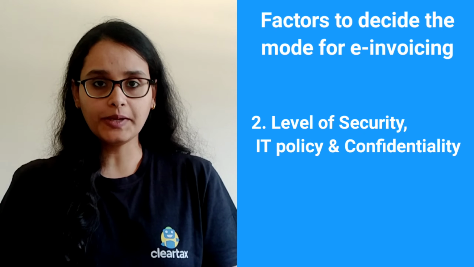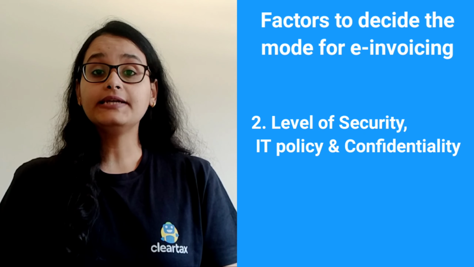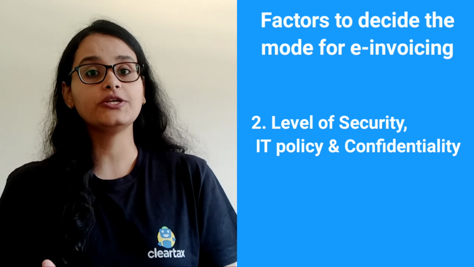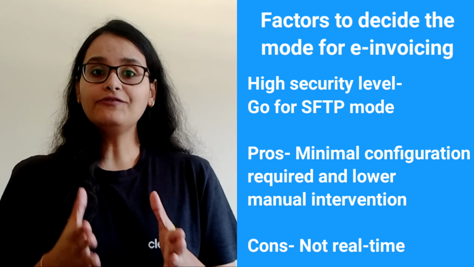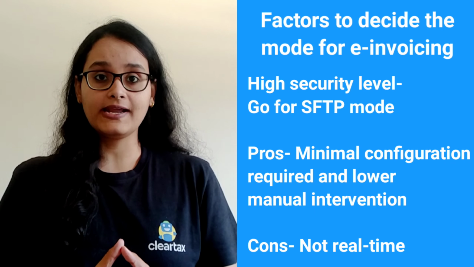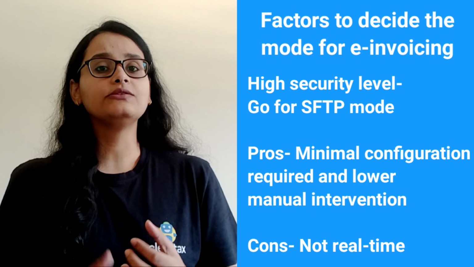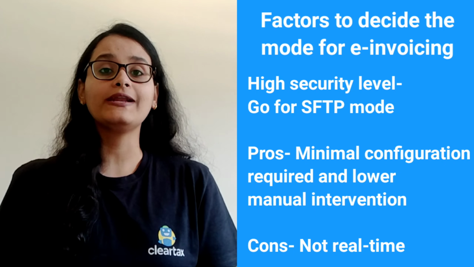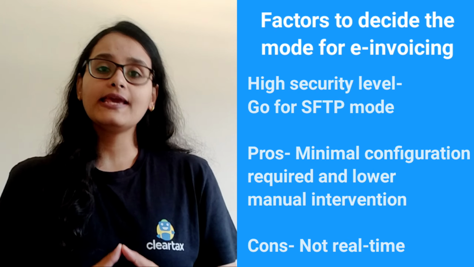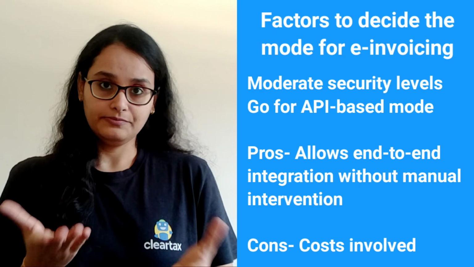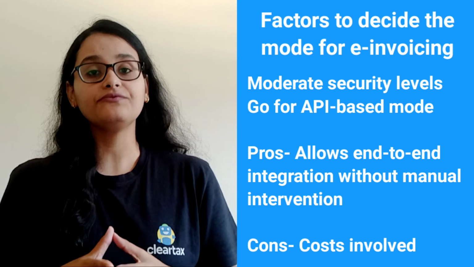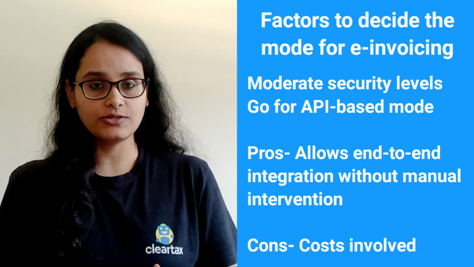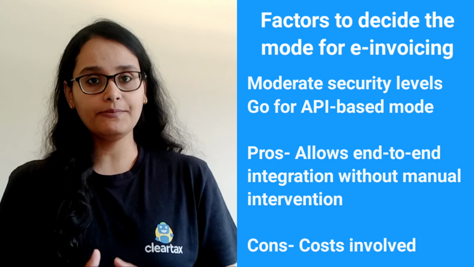What is the level of security to be maintained for the organization? Is the data that is being handled very confidential such that its disclosure may harm the integrity or functioning of the enterprise? Then, for a high level of security or an IT policy of the organization which is very rigid, or where there is non-presence of any kind of a strong IT team in the organization, you can go for an SFTP mode. Whereas, in case of moderate level of security being maintained, or where there is an IT policy which is not so rigid, that is, which is flexible and can incorporate certain changes to it, then in that case you can go for an API-based mode.